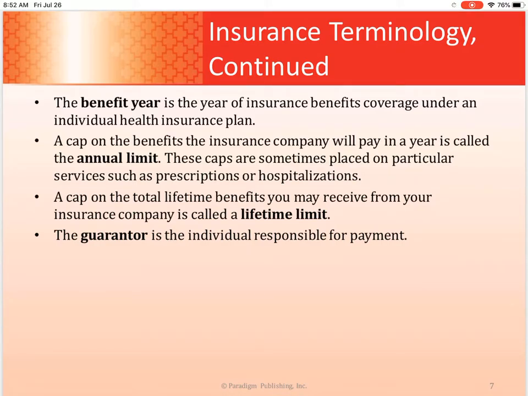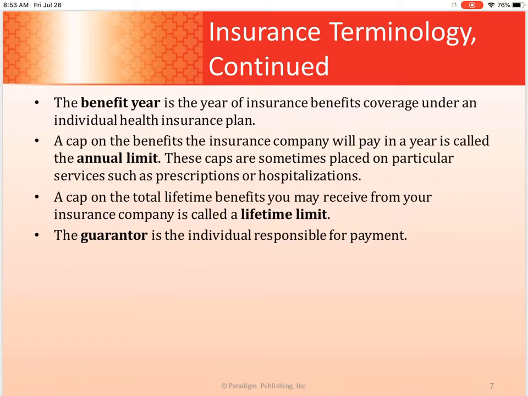All right, let's talk about annual limits. Now, a cap on the benefits the insurance company will pay in a year is called your annual limit. These caps are sometimes placed on particular services such as prescriptions or hospitalizations. Annual limits may be placed on the dollar amount of covered services or on the number of visits that will be covered for a particular service. After an annual limit is reached, the insured individual must pay all associated healthcare costs for the rest of the year.